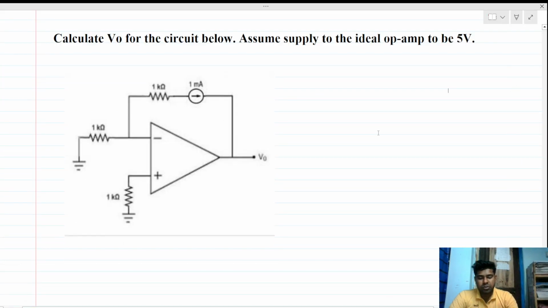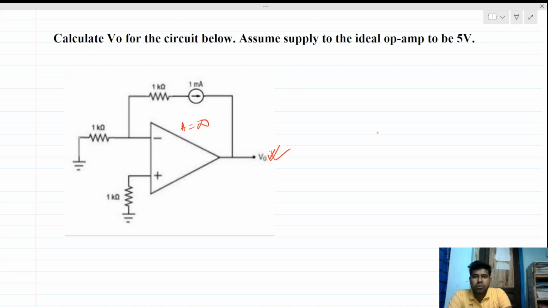So today we will be solving this very interesting interview question. Basically this is a very small circuit, but it is very tricky to solve. We have to find what the output will be at the op amp output. Our op amp is ideal, so the gain will be infinite.